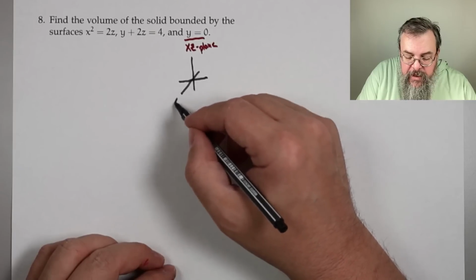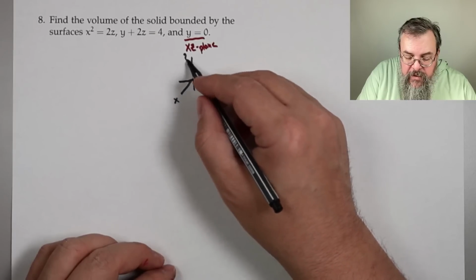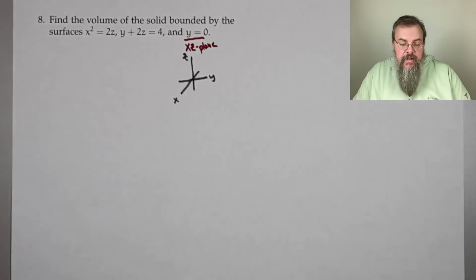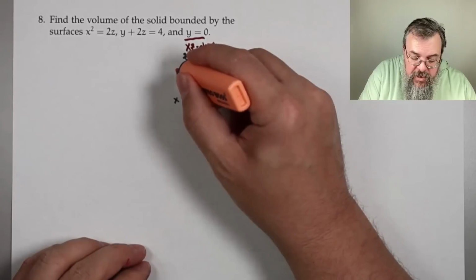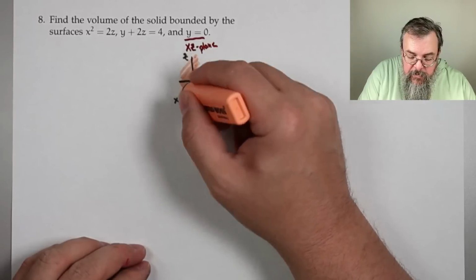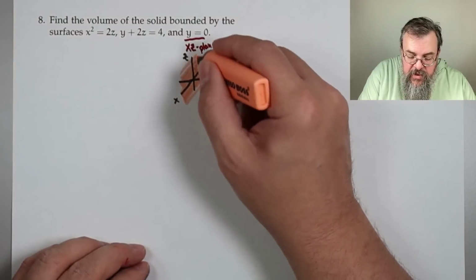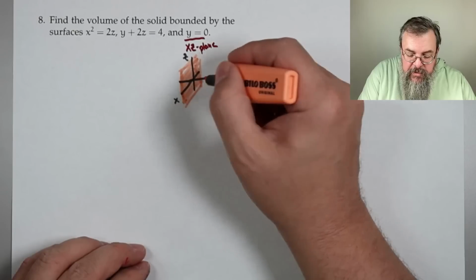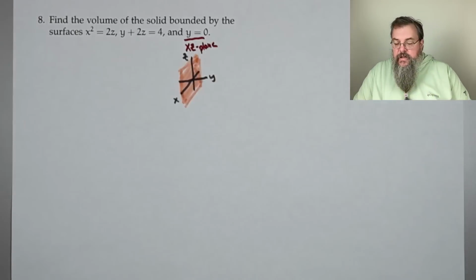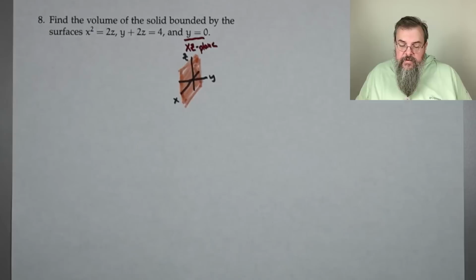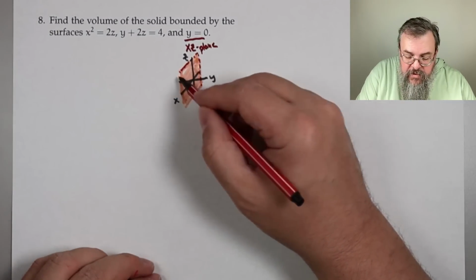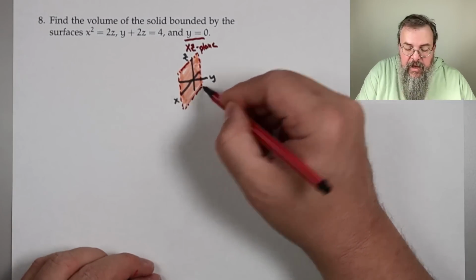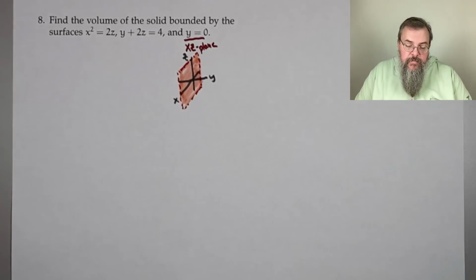So we have our x, y, z. So the xz plane is going to be this part. So here's our xz plane. All right, so that's our y equals 0 now. Of course, that's not the whole plane, but just to give you an idea. Okay, so there's our first bound.